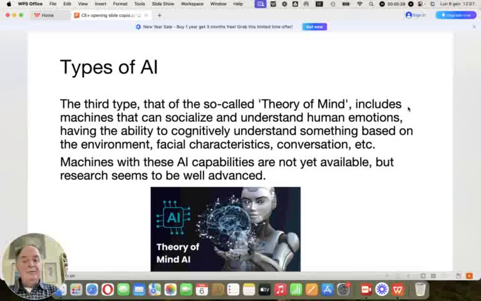The third type, that of the so-called theory of mind, includes machines that can socialize and understand human emotions, having the ability to cognitively understand something based on the environment, facial characteristics, conversation, etc. Machines with these AI capabilities are not yet available, but research seems to be well advanced.